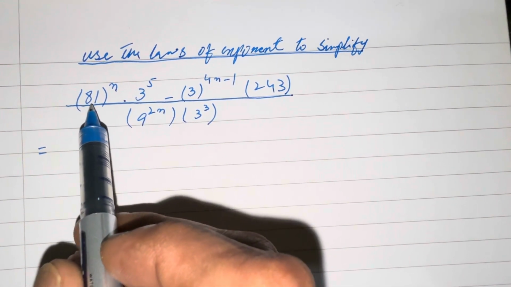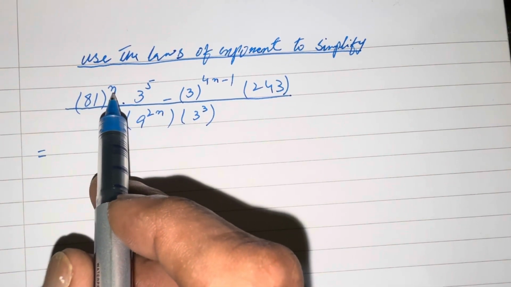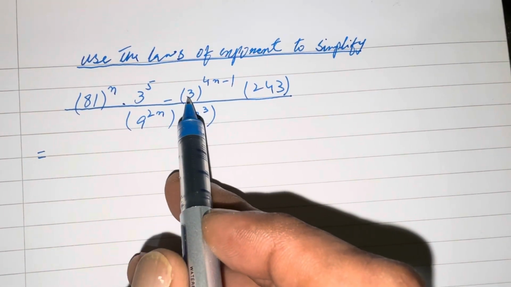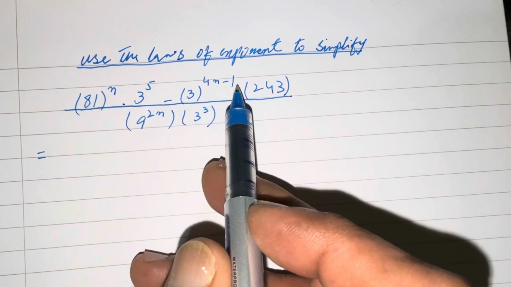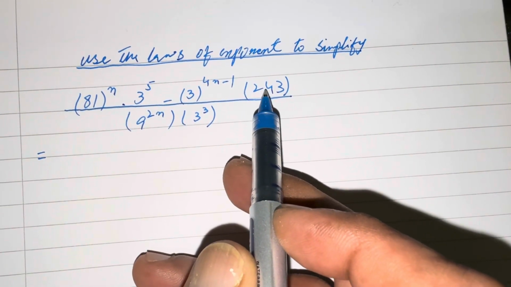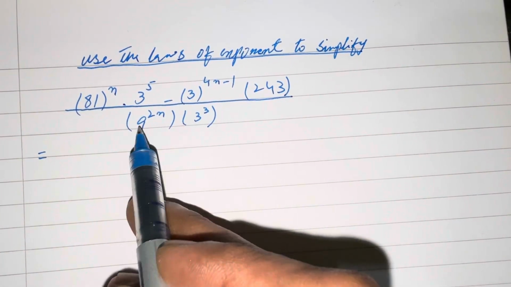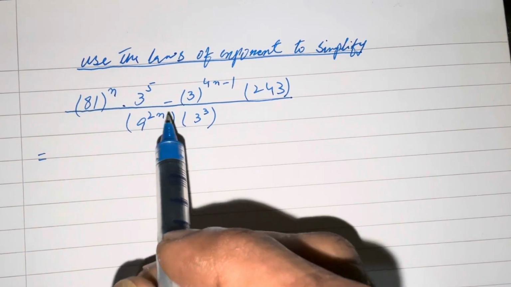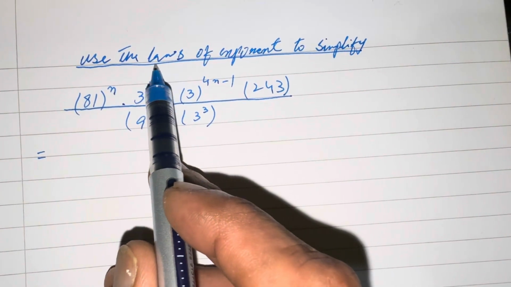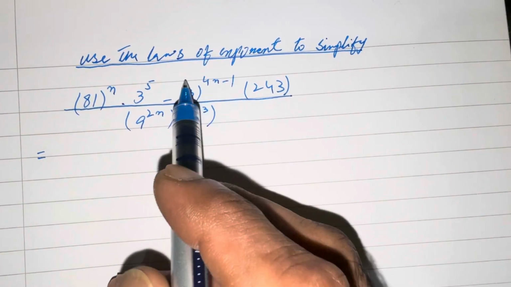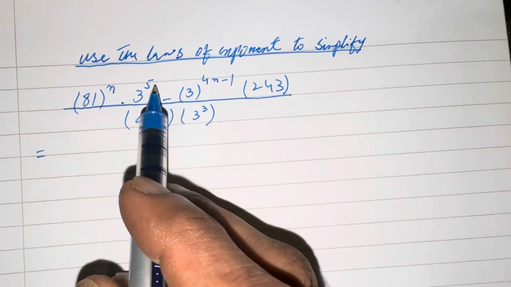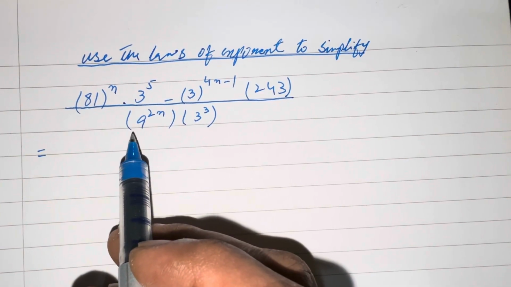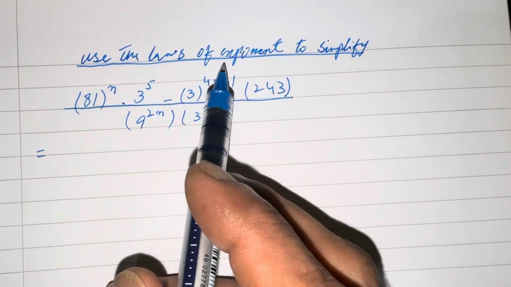If you see, the expression is given as 81 raised to power n multiplied by 3 raised to power 5 minus 3 raised to power 4n minus 1, into 243, divided by 9 raised to power 2n into 3 raised to power 3. So we are going to use the laws of exponents that we have already studied in our previous lectures. In today's video we are going to apply the laws of exponents.